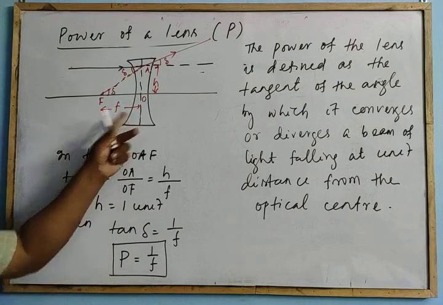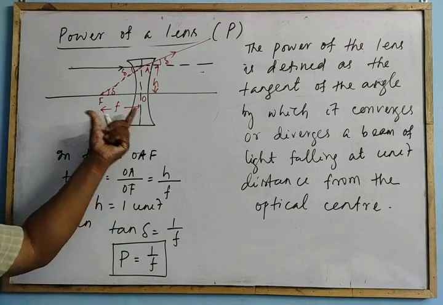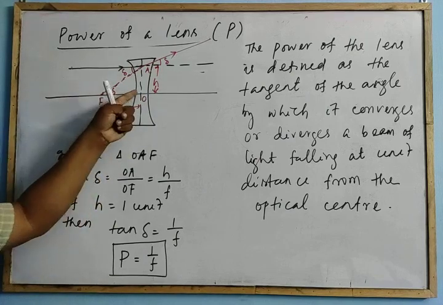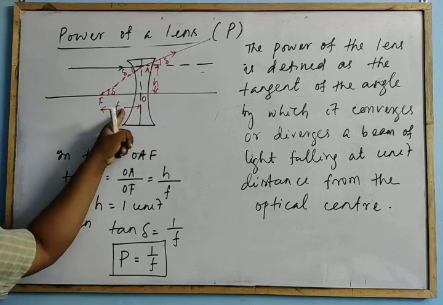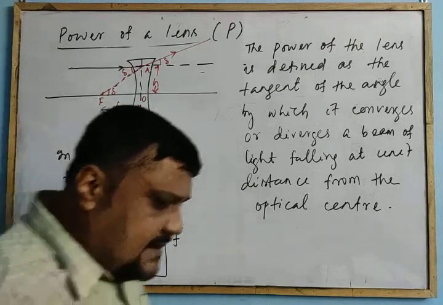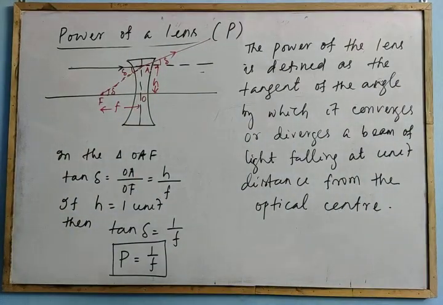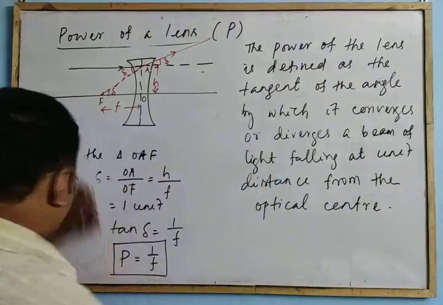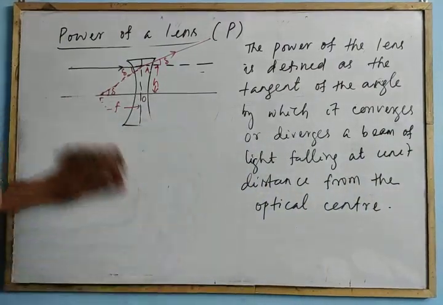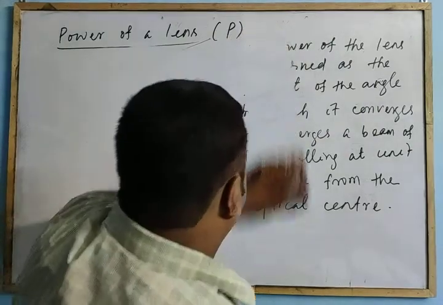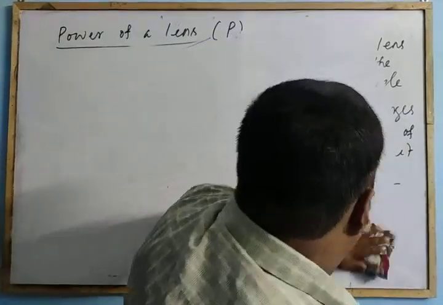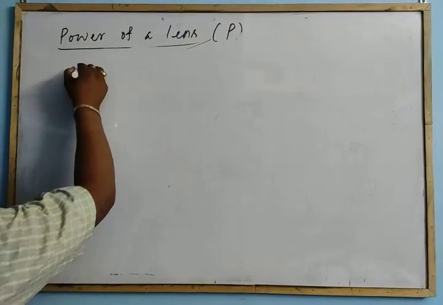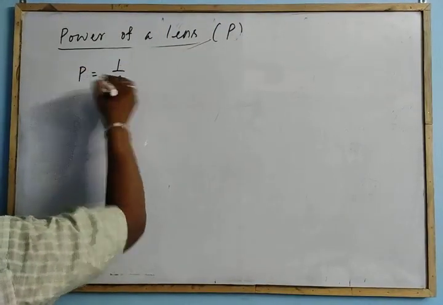But when you calculate this using the sign convention, here the light is incident and you are measuring the distance opposite. For a concave lens, you already know that its focal length is negative, so its power will be negative. And for a convex lens, the focal length is positive, so the power will be positive. So from here we got the formula for power. Remember this formula. The power of a lens is the reciprocal of the focal length.